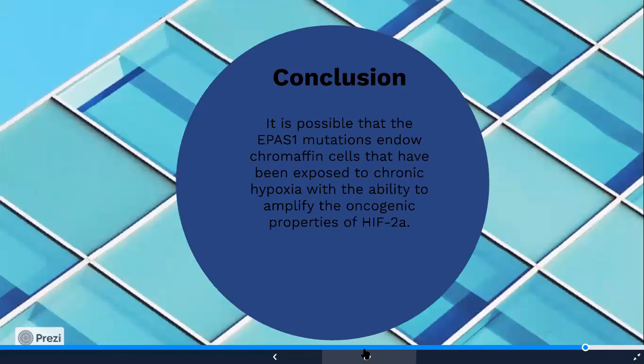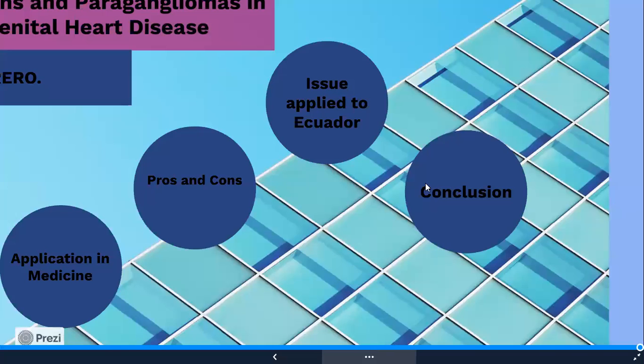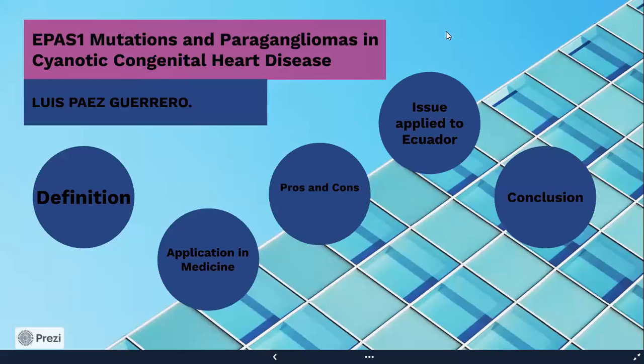Conclusion: it's possible that the EPAS1 mutations endow chromaffin cells that have been exposed to chronic hypoxia with the ability to amplify the oncogenic phenotype of HIF2A. That's all. Thank you.